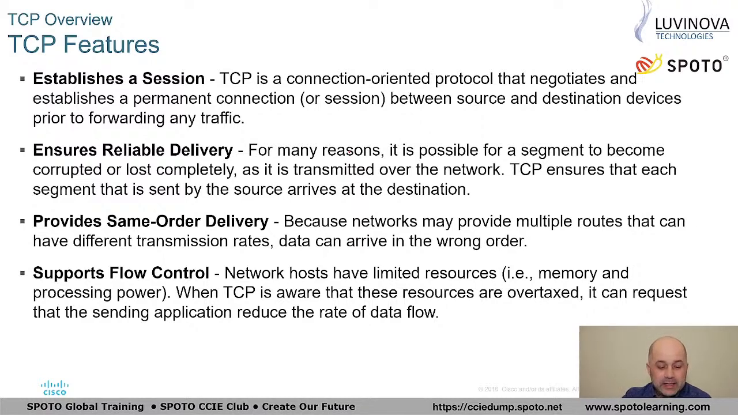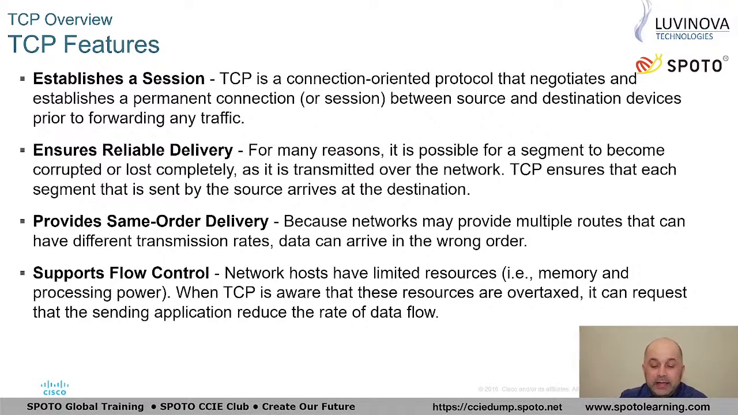It also provides same-order delivery. It means that at the destination, TCP checks the sequencing order. If it's scrambled because segments arrived at different times, TCP reorders the sequence numbers and puts them in the correct order. Then the last one is that it supports flow control.